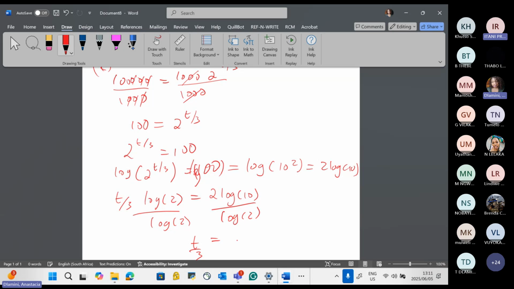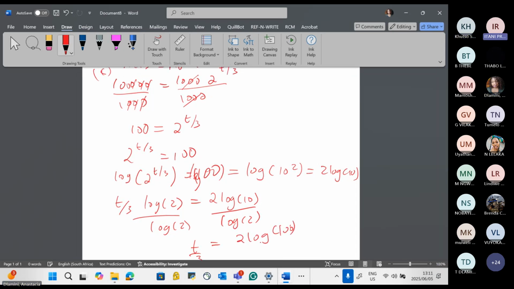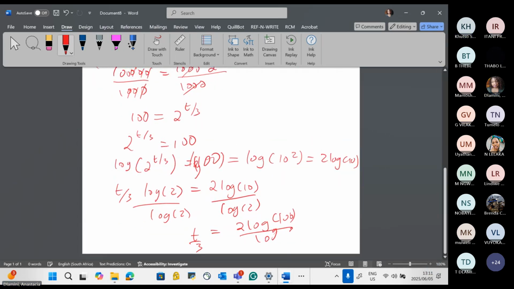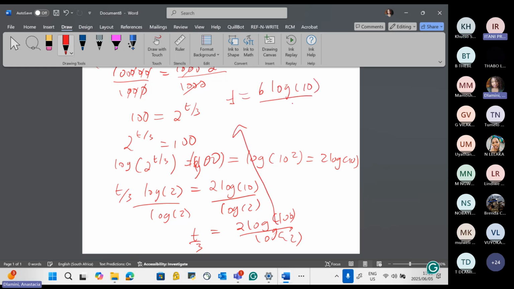Okay, let me not make a mistake. So t is equal to 3 times 2 log of 10 over log of 2. So if we take this here, t is equal to 6 log of 10 over log of 2. Yes. And that's your time. Do you see that, guys? Yes.